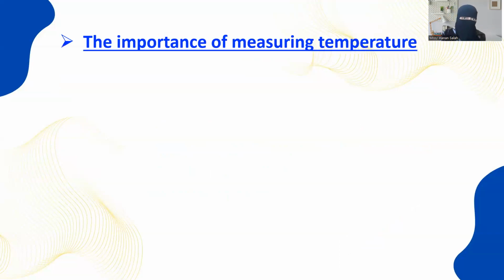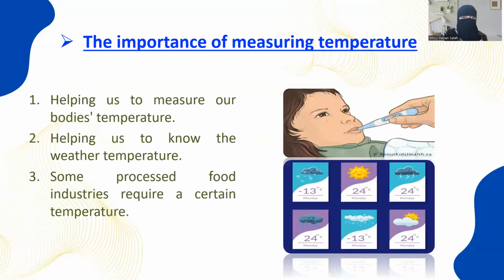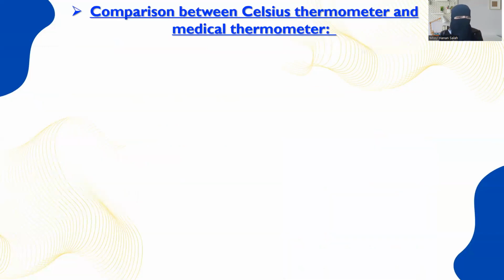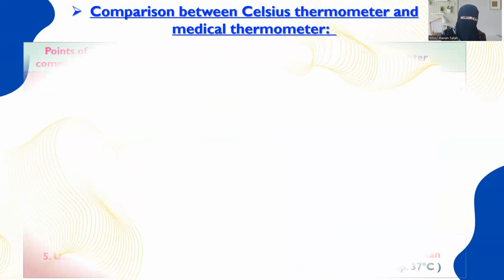So let's see together what the differences are between medical and Celsius. Of course, before going to them, I want to remind you what the importance of measuring temperature is. Why do we need to measure it? We need to measure the temperature to protect ourselves from any harm, because if your temperature is abnormal, you will go to the doctor directly. It helps us measure our body's temperature and also know the weather temperature around us, so you can do the activities that you do in normal life. And you can also use temperature to make some industries, like we said in the last lesson.